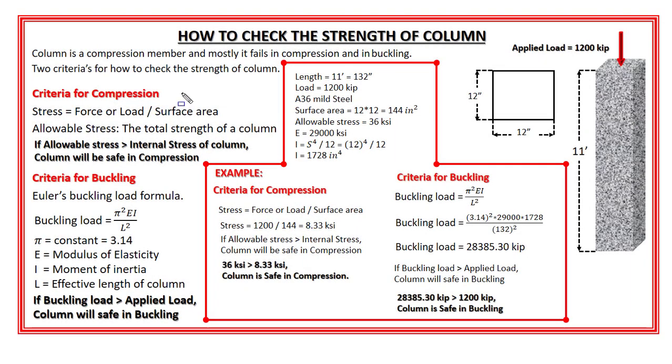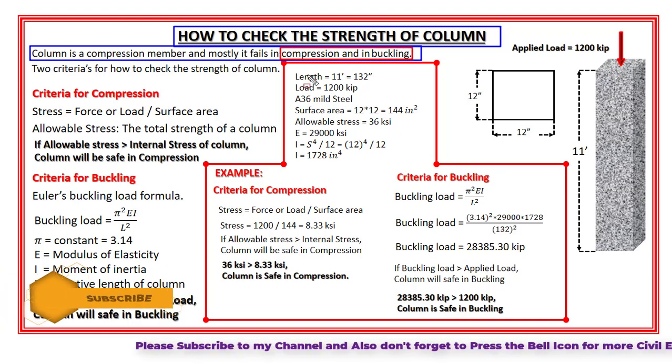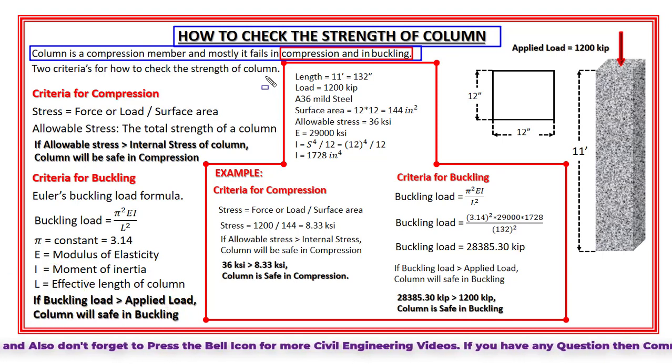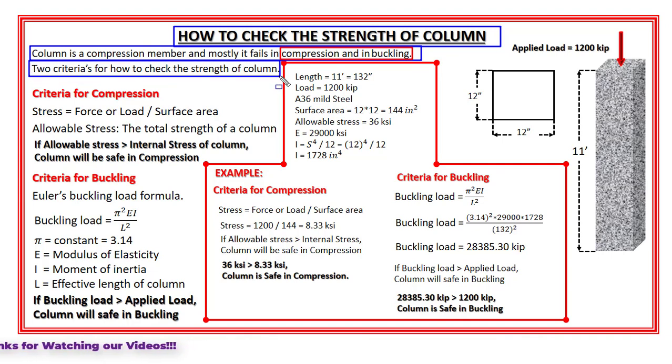Okay, so in today's video, our topic is how to check the strength of column. Now as we all know, column is a compression member and mostly it fails in compression and in buckling, right? So when we talk about the strength of a column, what we actually mean is that the column should be strong enough in compression and in buckling. So in order to check the strength of the column, we have basically two criteria. So let's start explaining both these criteria, okay?